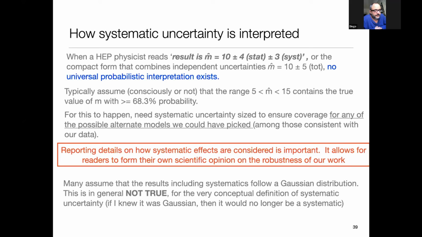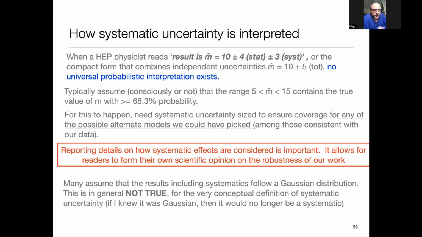And if you want their interpretation to be correct, if you want the communication to be consistent between you, who produce the results, and those who read it, you have to make sure that your result covers the true value independently of the uncertainties in your model. So, independently of the real value of those new parameters that are present in your model and that make it deviate from your assumption.